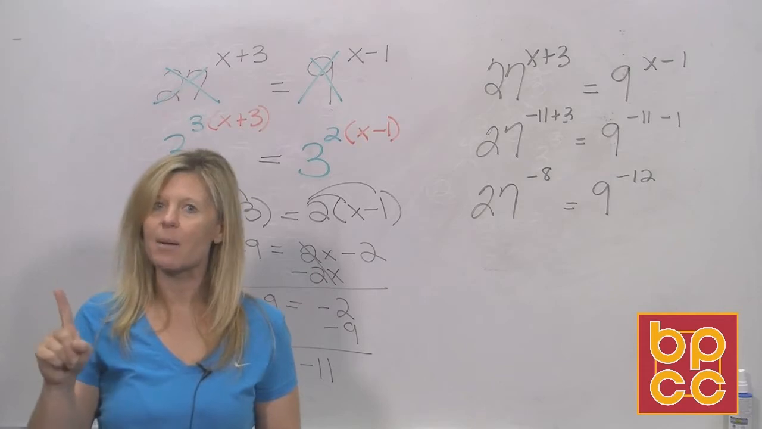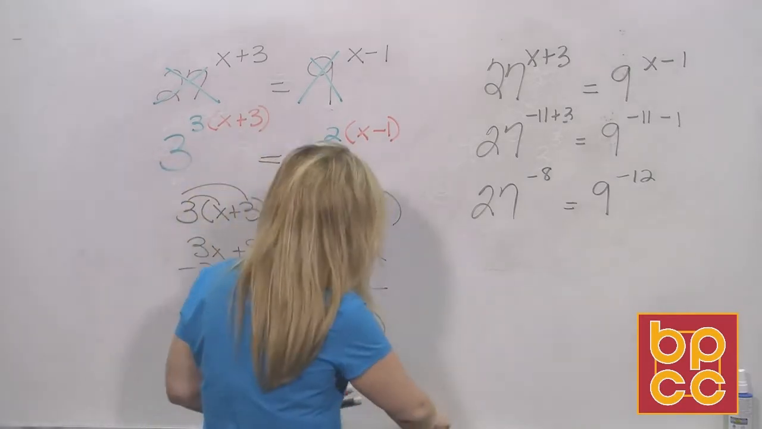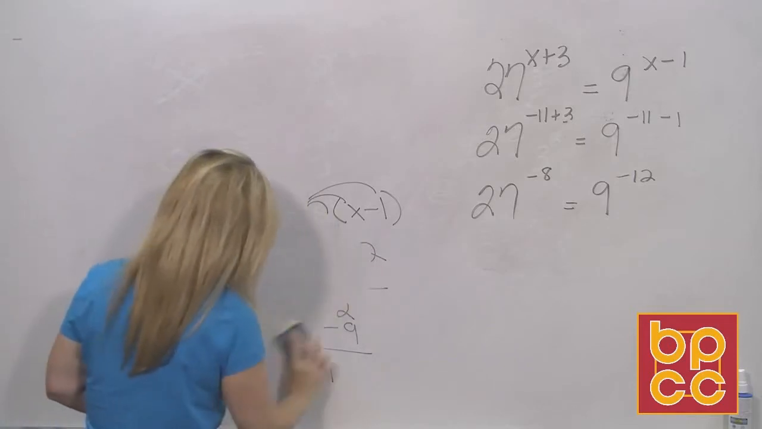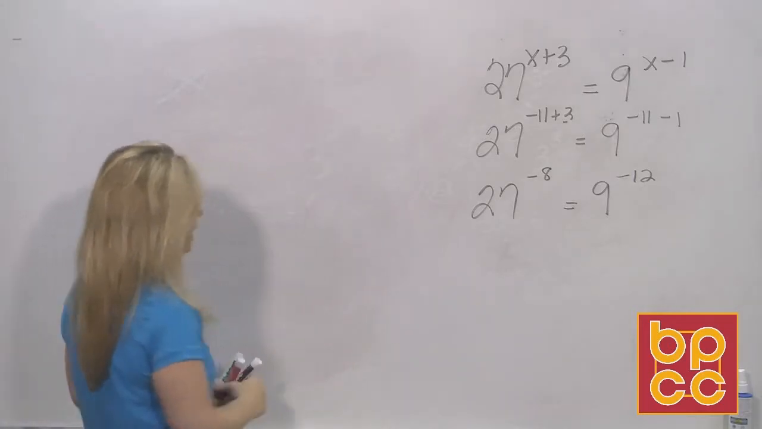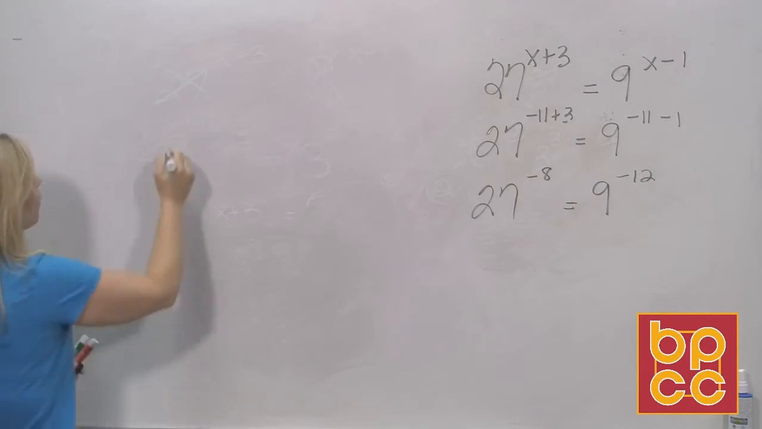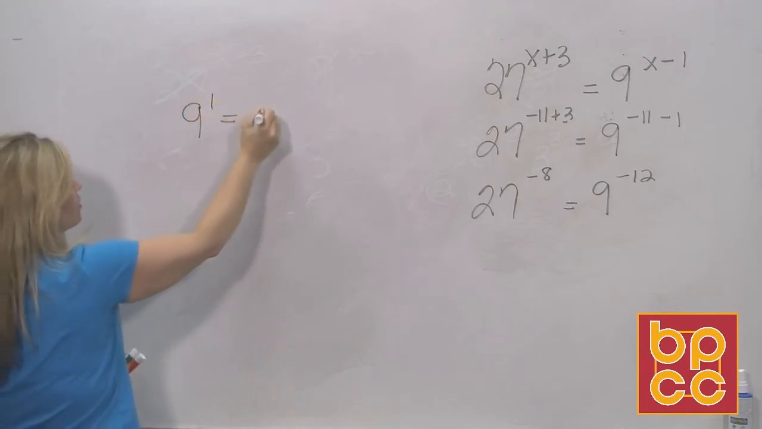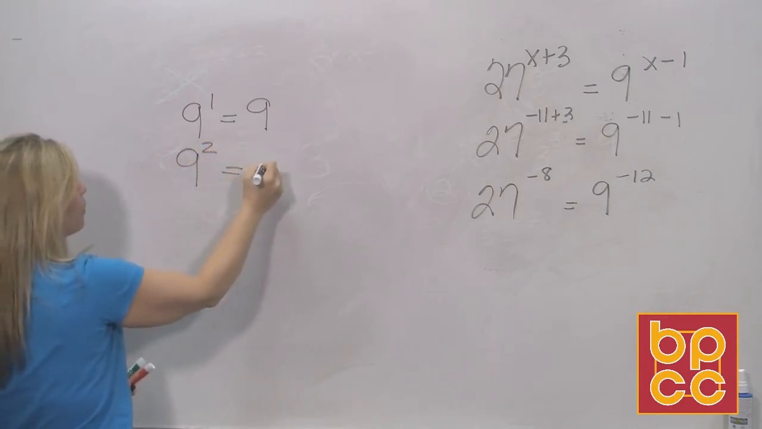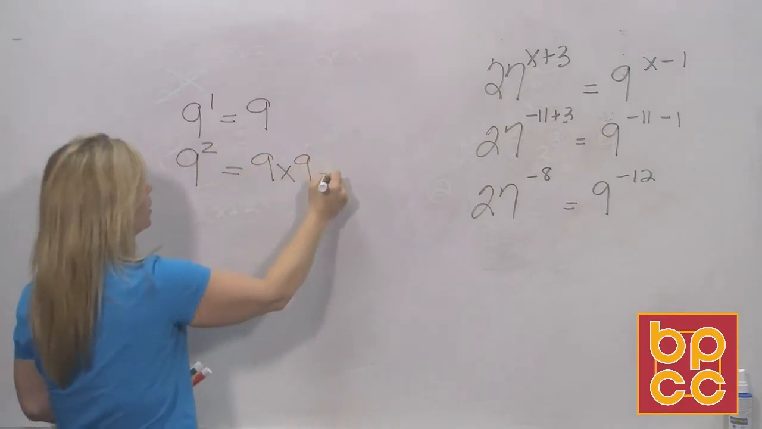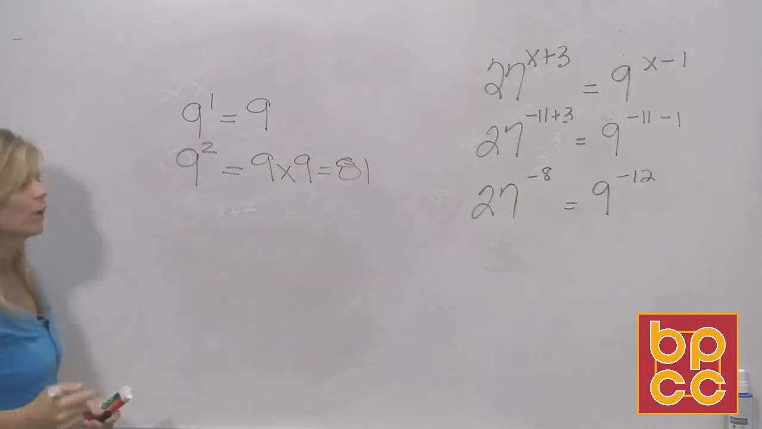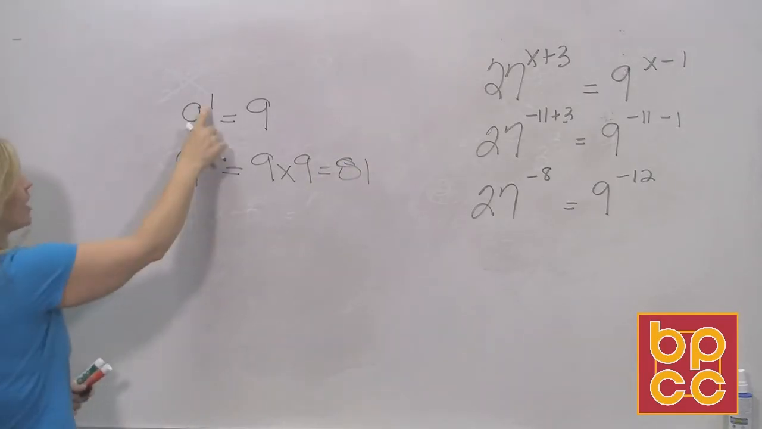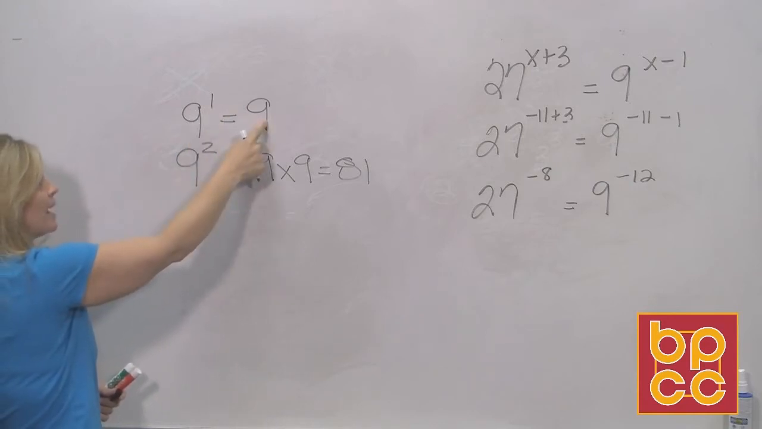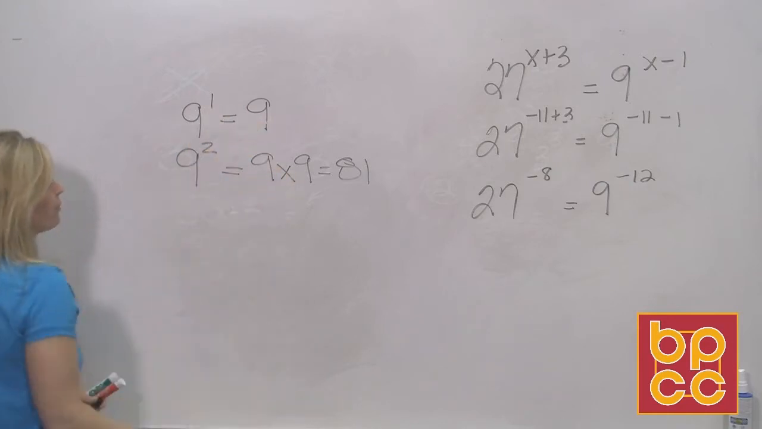So now we got to take a minute and think. What does it mean your answer is going to be if your exponent's negative? Well, let's go back to basics. If I wrote 9 to the first, that would mean 9. If I wrote 9 squared, that would be 9 times 9, which is 81. So we have learned the exponent tells you how many times to multiply the base. Write the base once, write the base twice.